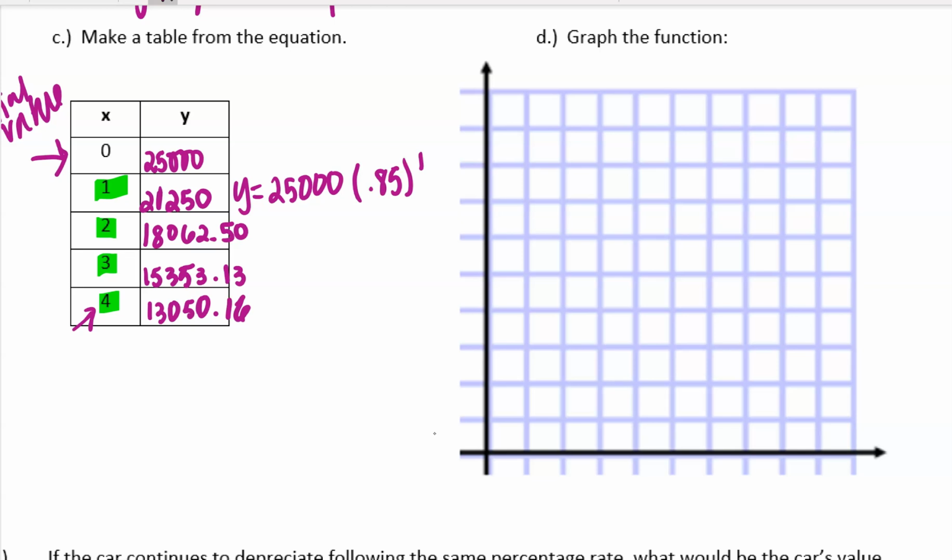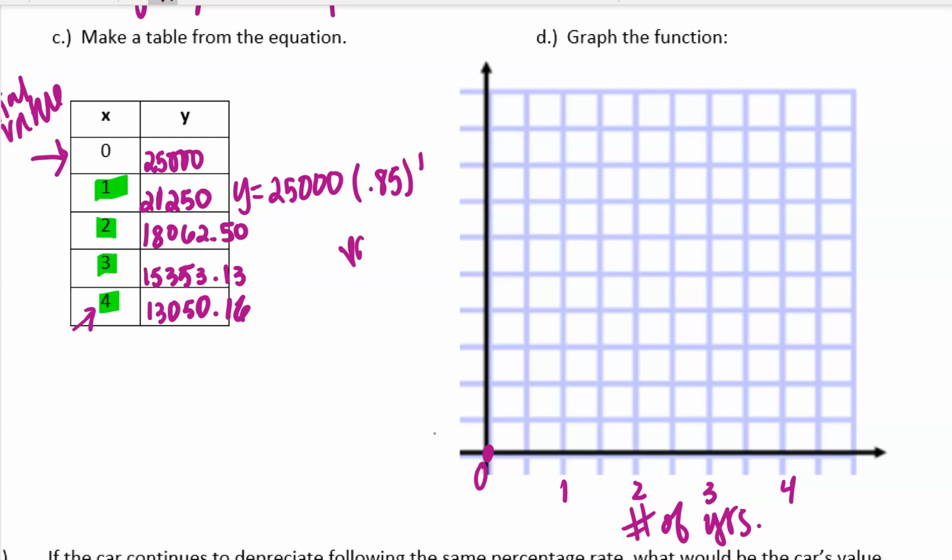Okay, so we're going to set up our graph. So remember, we have our origin here, 0, 0. Our x values are number of years. Okay, so we have 0 to 4 years. So I'm going to go ahead and I'm going to just skip a line between so I have some space. So 0, 1, 2, 3, 4.